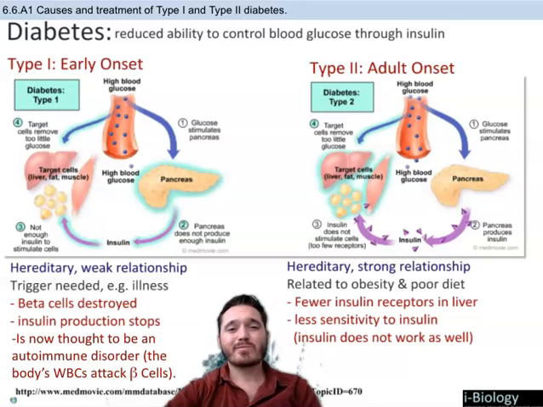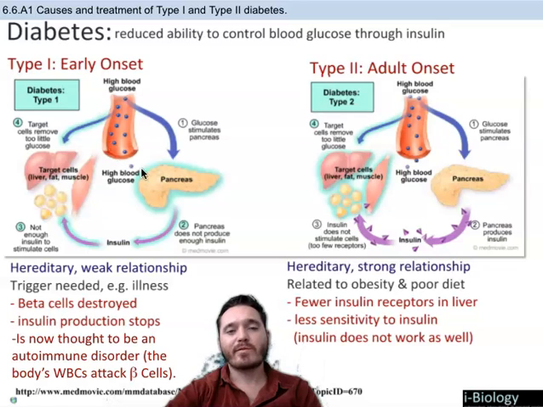So what happens as a result of that? Well, you're not going to have enough insulin being produced when you have high blood glucose levels. If you don't have enough insulin being produced and released into your blood system, then what's going to happen? Well, there's not going to be enough of it to stimulate the target cells, which are the liver, fat, and muscle cells, to remove the high glucose levels and turn it into glycogen. So you're going to remain with high blood glucose levels.